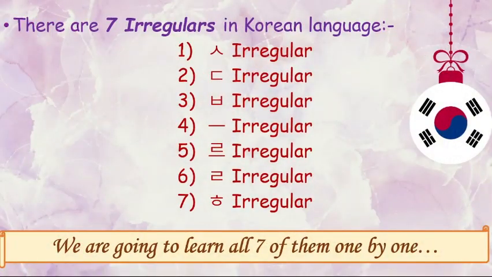Okay, so there are 7 irregulars in the Korean language: shiat, thiat, phiat, liat, hiat. Okay, these are the 7 irregulars.